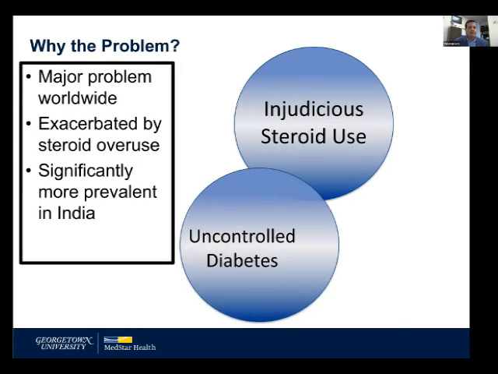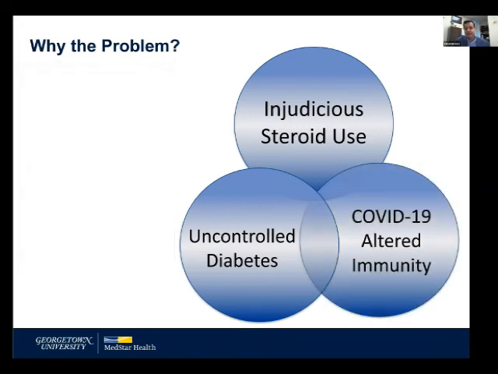Diabetes, we know, is one of the major players and predisposing factors for this. Worldwide, it's huge, and India is number 2 in the globe for uncontrolled diabetics. Obviously exacerbated by the steroid overuse, and so this further compounded the problem. One thing I didn't highlight here: as newer medications started to be developed too, the immune regulation of some of these probably played a part as well. That's less well understood. And then finally, direct COVID-19 altered immunity.